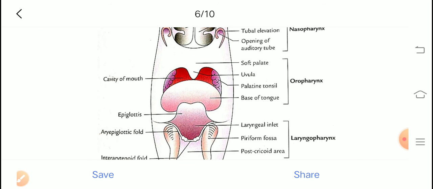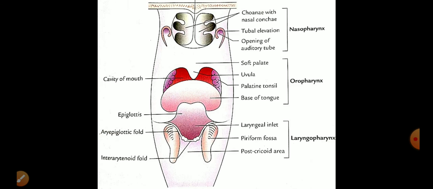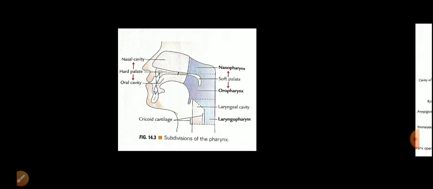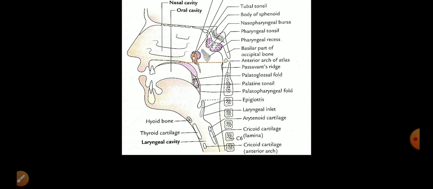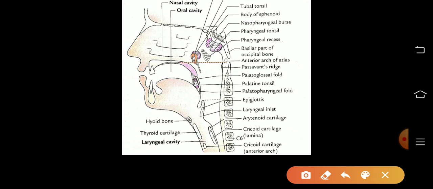Coming to the posterior wall boundary, it is formed by the body of the C2 vertebra, this is the C2 vertebra, and the upper border of the C3 vertebra also. So, body of C2 vertebra and upper border of C3 vertebra.